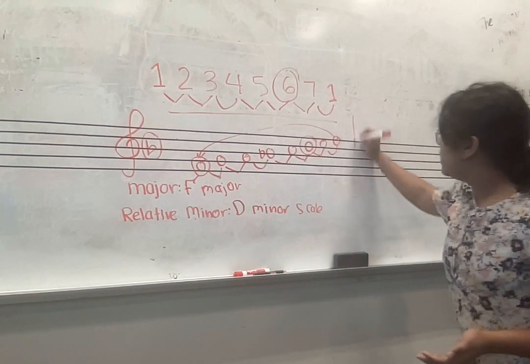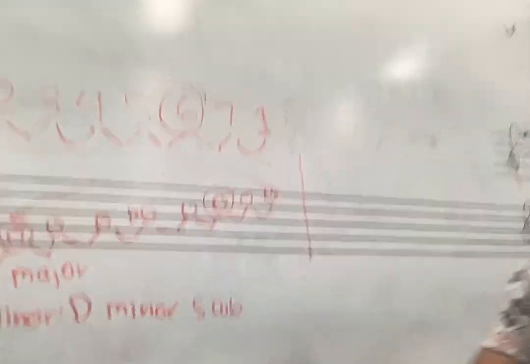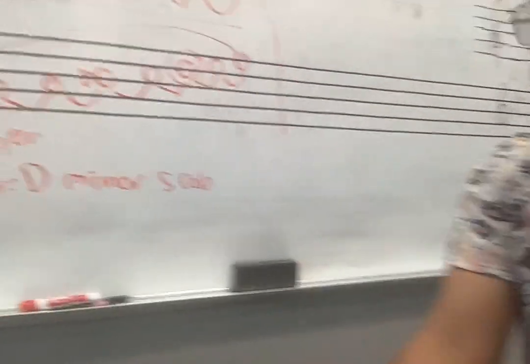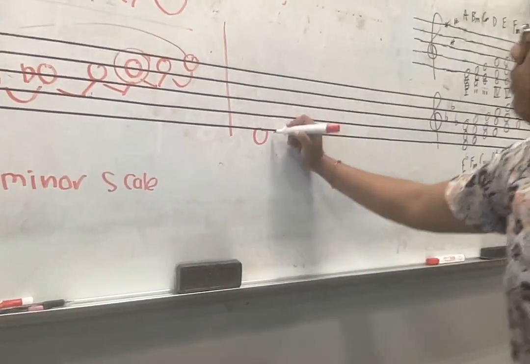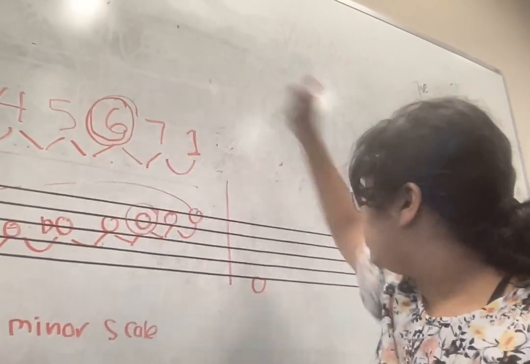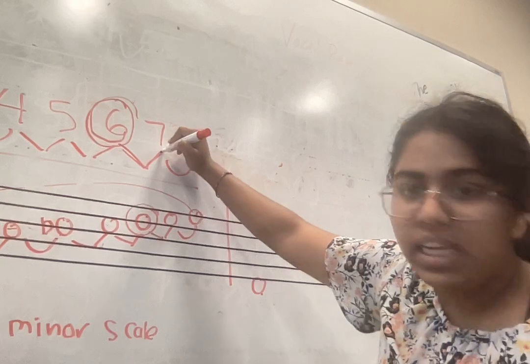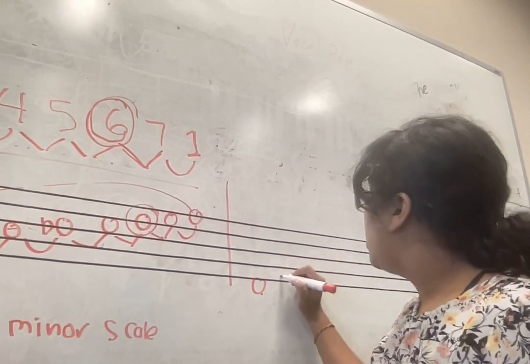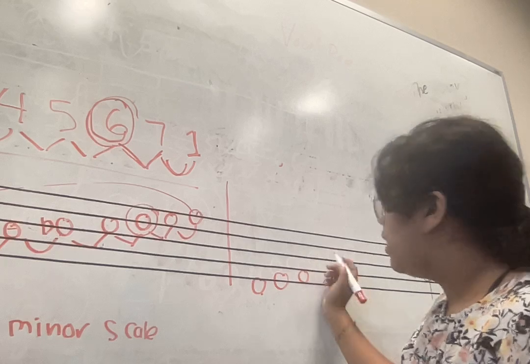So, let me just write out how it would continue, right? If we start at a D, this would be a D right here. And then we'll go from the set pattern. We started at 6, right? So we start at D, then a whole step right here to an E, and then a half step to an F. Now, what do we do after this?